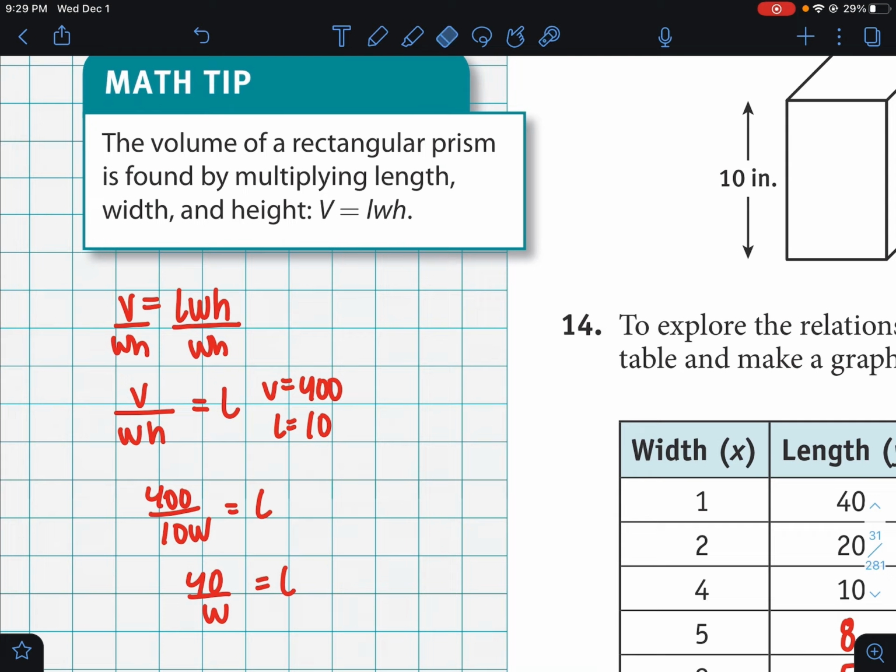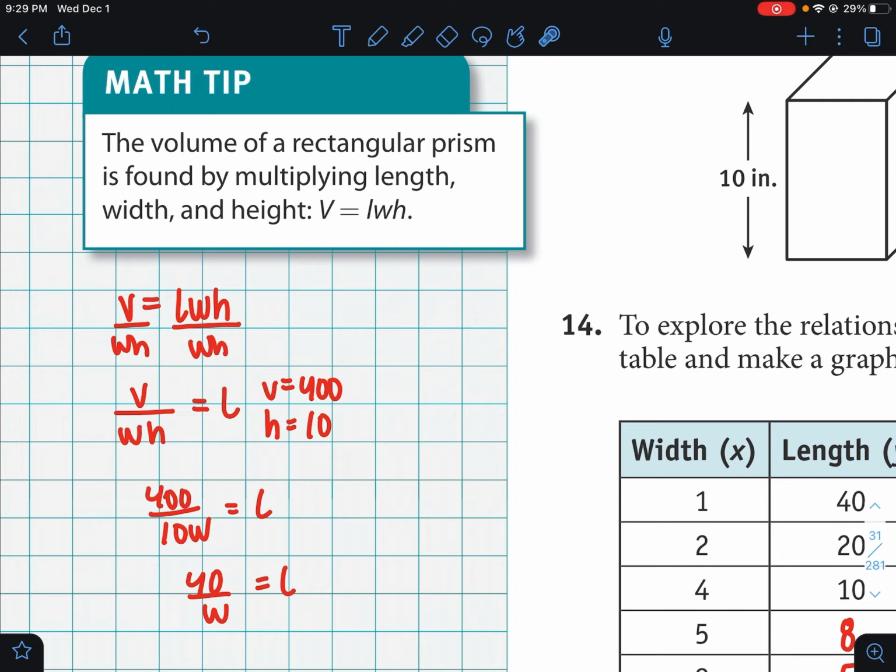Oh, did I put that as an L? I'm sorry, that should have been an H. What doesn't vary is our volume and our height. Those were given to us in the problem. So our volume is a constant of 400, and our height is a constant of 10.